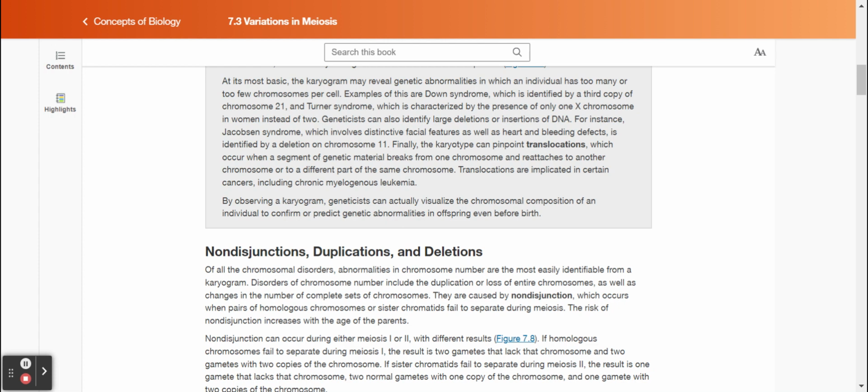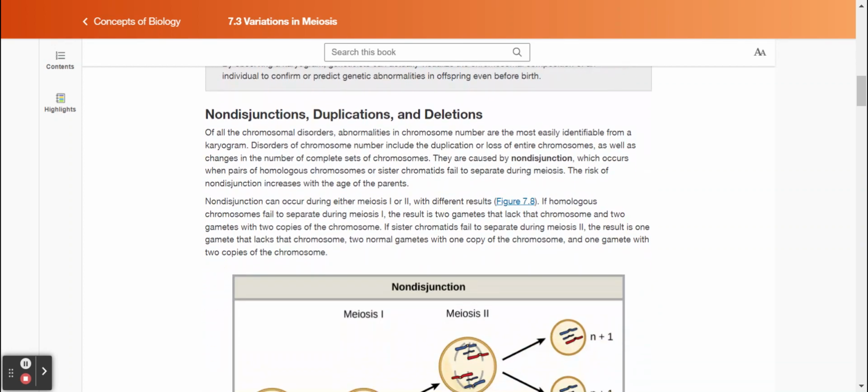By observing a karyogram, geneticists can actually visualize the chromosomal composition of an individual to confirm or predict genetic abnormalities in offspring even before birth.